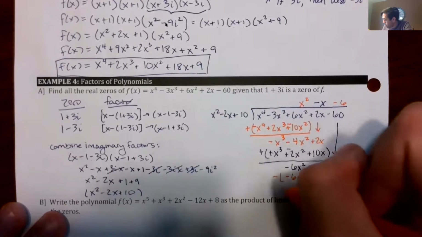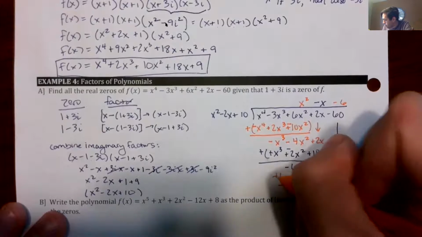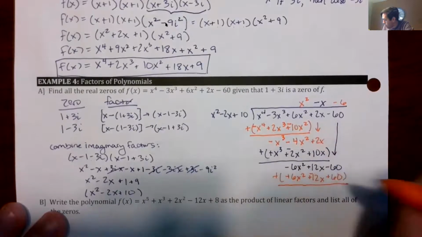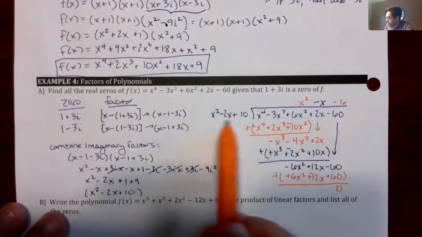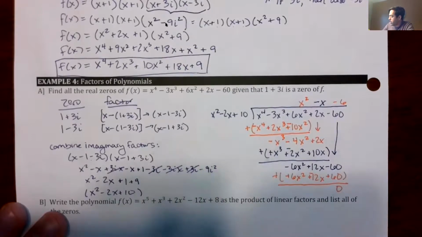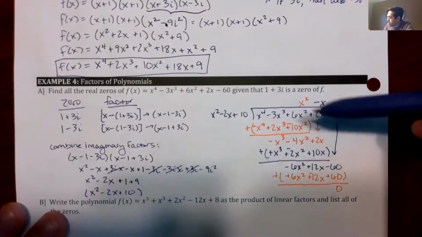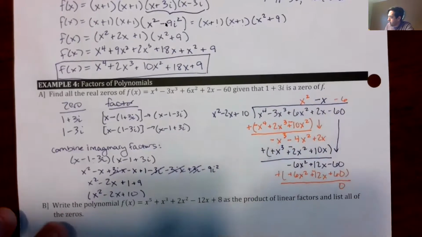That's great news. It's the exact replica of what's above it, which means that it's all going to cancel out when I distribute the negative. And we have a remainder of 0. That means that this indeed was a factor, which is what we wanted. So what we have left over is x squared minus x minus 6.